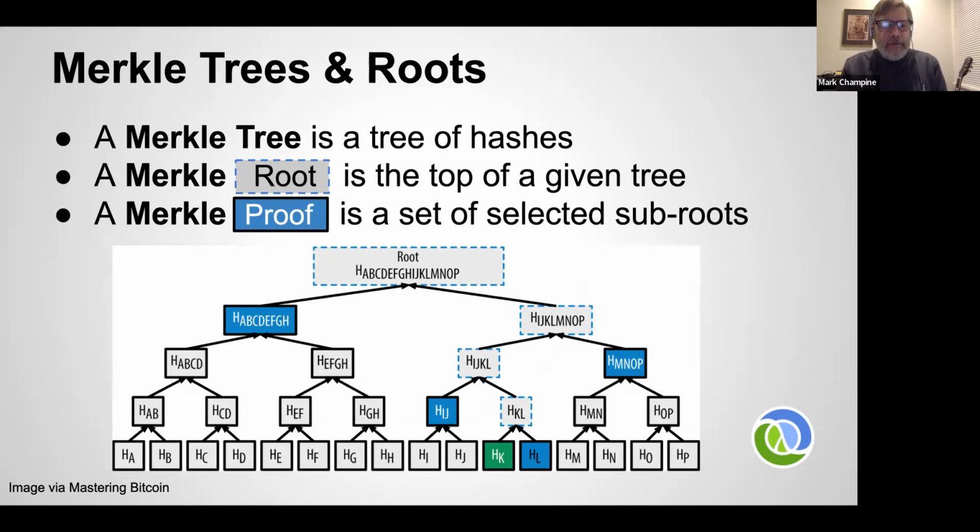Okay. So here's a depiction of a Merkle tree. It's a tree of hashes, a Merkle root. You can see here with the dashed line around it, these are roots. It's the top of any given tree. So you can see that there's actually a path of subtrees. There's a tree of 2. There's a tree of 4 leaves, right? And we work our way up to the root of the entire tree.